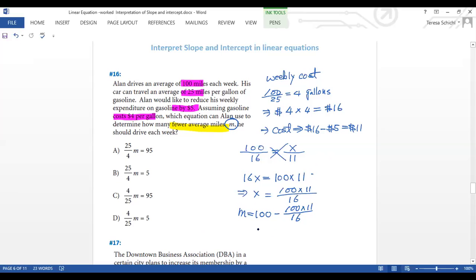Now in here you can say, okay, I'm going to factor the hundred out. So this is 1 minus 11 over 16. So let me move up here. 11 over 16, so this will be 100 times what? 1 minus 11 over 16, so it becomes 5 over 16 here. So now I have 5 over 16, right?